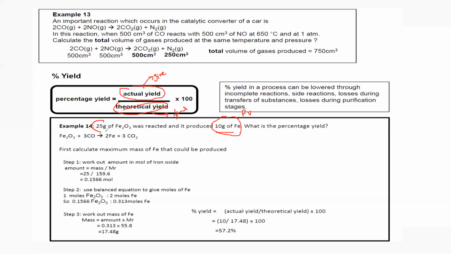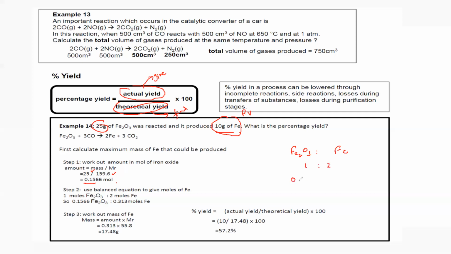So 25 grams of iron oxide is there. Moles equal mass in grams over molar mass. So 25 divided by the molar mass of iron(III) oxide, which is 159.6. 25 divided by 159.6 will give us 0.1566 mole. So these are the moles of iron oxide. Then we'll take the ratio for iron oxide and iron. From the equation, the mole ratio is 1 to 2.